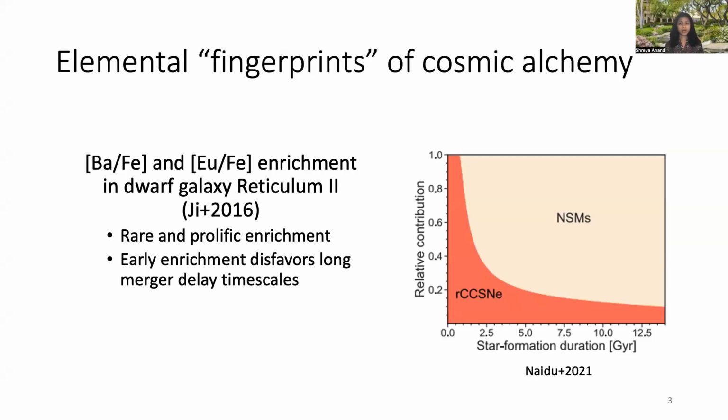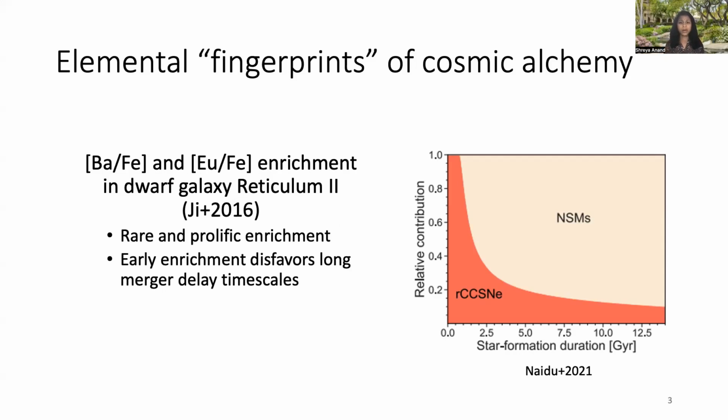However, neutron star mergers may not be the sole r-process nucleosynthesis site. There have been a number of clues from galactic archaeological studies pointing towards the need for an additional r-process site. Take, for example, the dwarf galaxy Reticulum 2, which shows prolific enrichments in barium and europium relative to iron. This points towards a rare and prolific enrichment site because dwarf galaxies are metal poor. However, Reticulum 2 is also enriched early in its history. This disfavors the long delay timescales associated with the formation of a neutron star system and its merger.